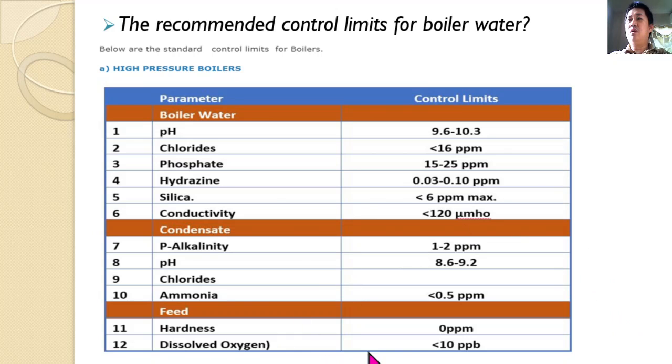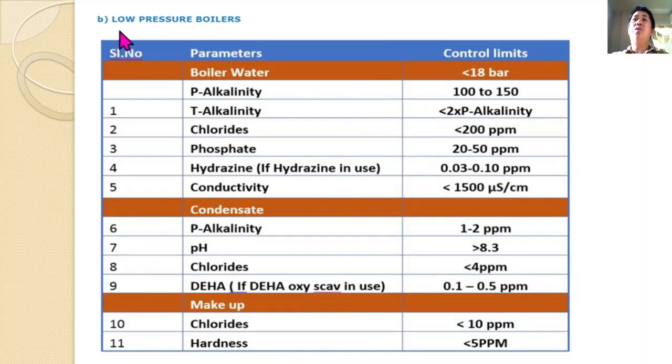So dissolved oxygen, you have less than 10 parts per billion. So next, this is for high pressure boiler. We also have here the low pressure boilers. So we have here the parameters and we have here the control limits. So we have here the parameters 1 to 11.